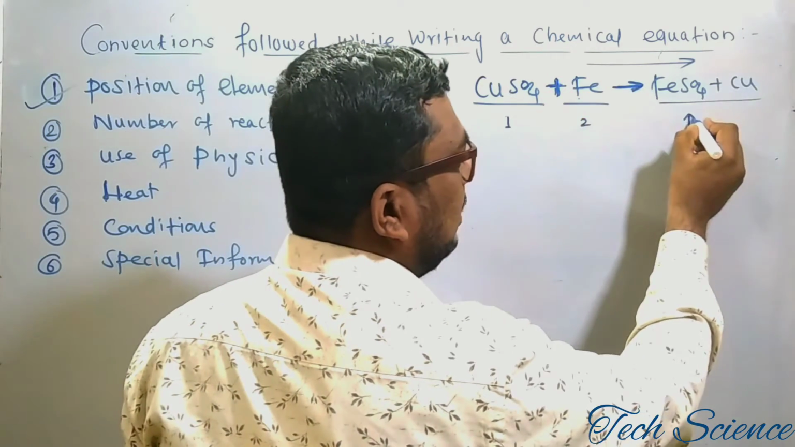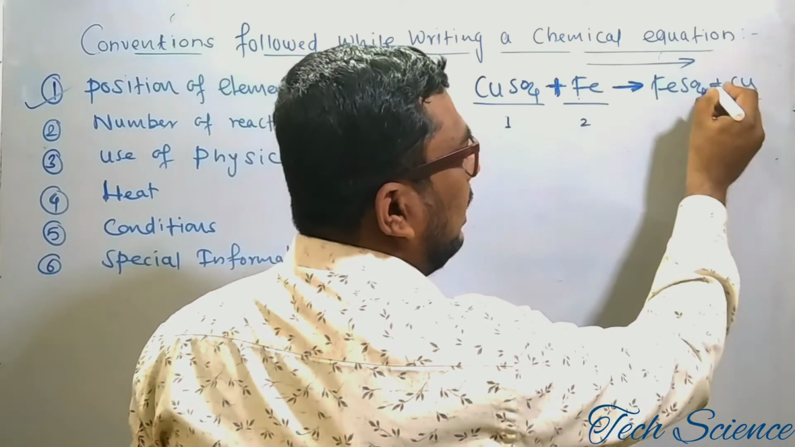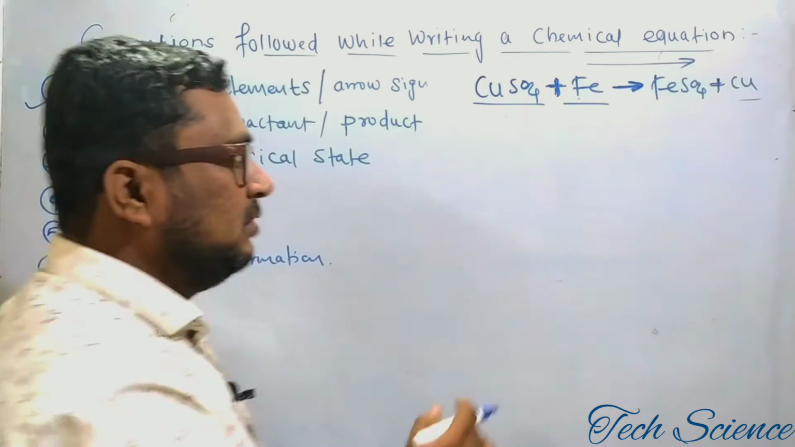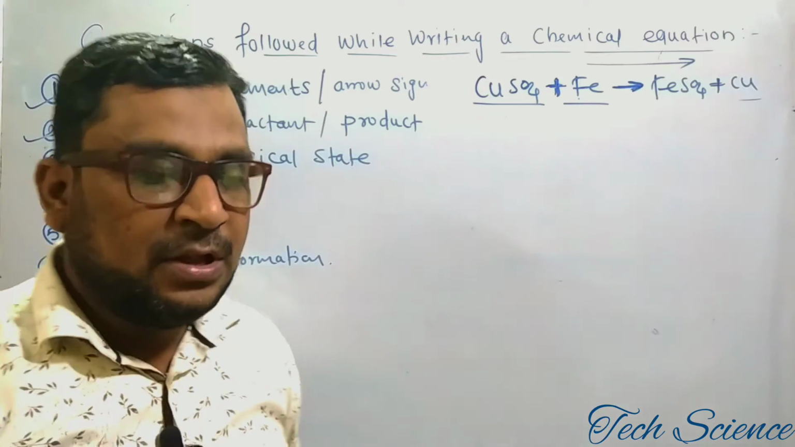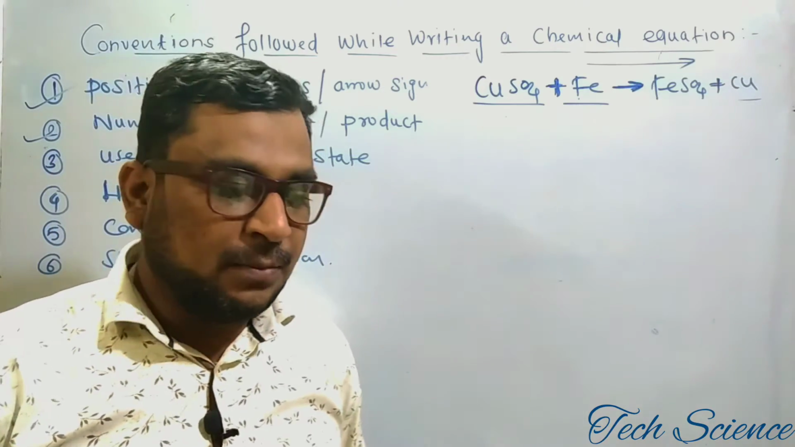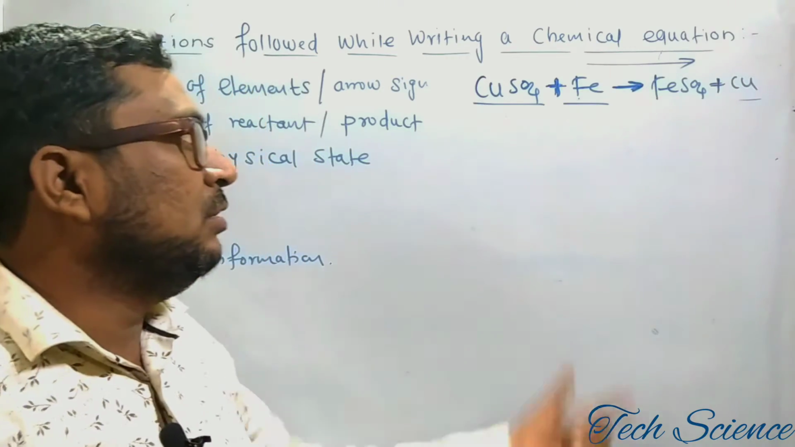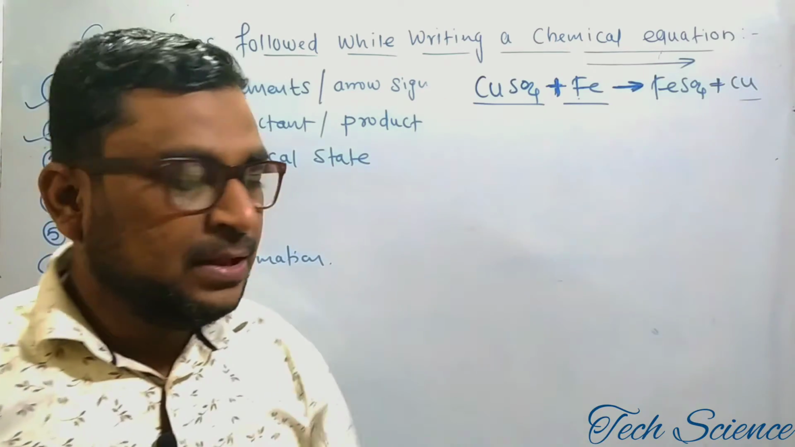In the same manner, on the product side, if two products are formed, again we join them with the plus sign. This is the second convention. So if the number of reactants or products is more than one, you have to join them with the plus sign.